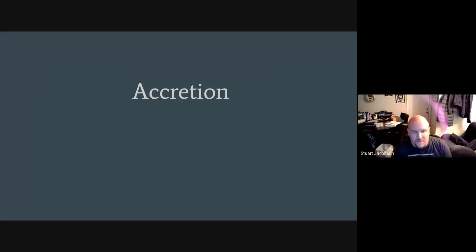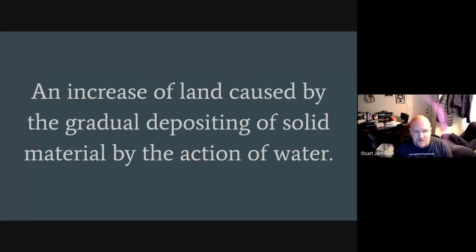Accretion. This is an increase of land caused by the gradual depositing of solid material by the action of water. The solid material that they'll probably refer to in this is going to be alluvium. Don't get that confused with a couple other definitions in this chapter. And accretion is basically the opposite of erosion.